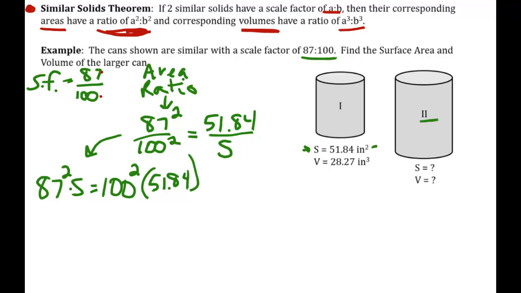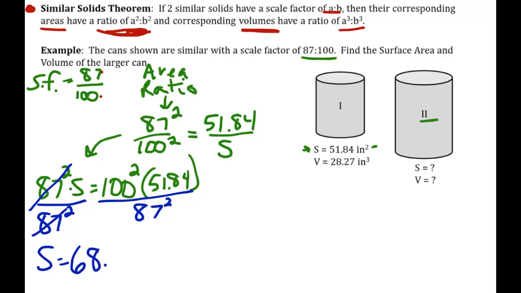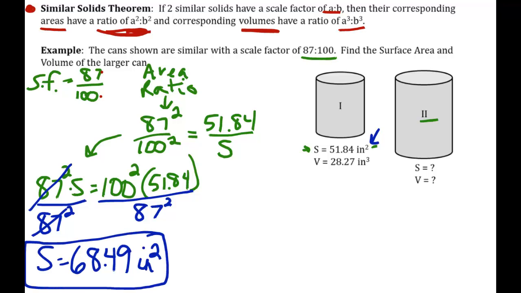We're going to plug 100 squared times 51.84 into the calculator. But then remember, to get S by itself, we're going to have to divide by the 87 squared. So S equals 100 squared times 51.84, hit enter, and then divide by 87 squared, and I'm going to get 68.49 inches squared. Because remember, this is in inches, and area is a squared unit. So that would be the surface area of the larger can.